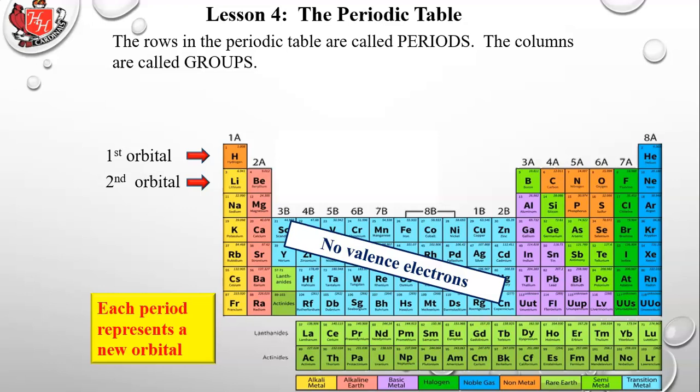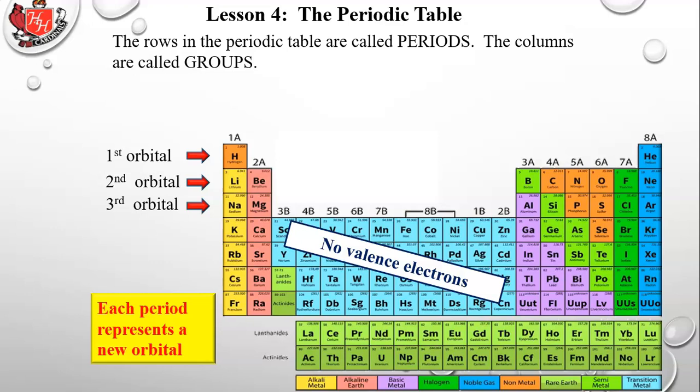So now we go down to the third row and we add a third orbital. So now for sodium, Na, the first orbital is filled with 2 electrons. The second orbital is already filled with 8 electrons. And now you're adding 1 electron to the third orbital.